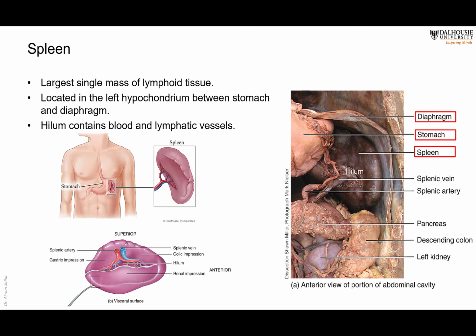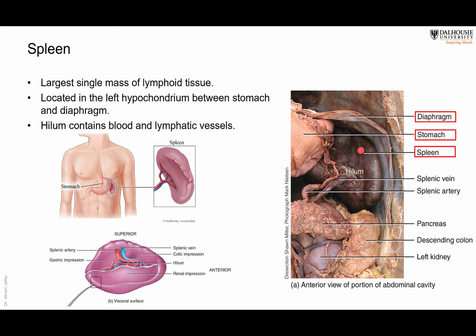The spleen is the largest single mass of lymphoid tissue, and this is the location of the spleen. We will mention the spleen several times when we deal with the GI tract because it is located in the left hypochondrium below the diaphragm, as you can see here. It has a hilum. Remember the term hilum, where structures pass in and out. Here, at the hilum, we have the splenic artery, splenic vein, and lymphatic vessels going into the spleen.